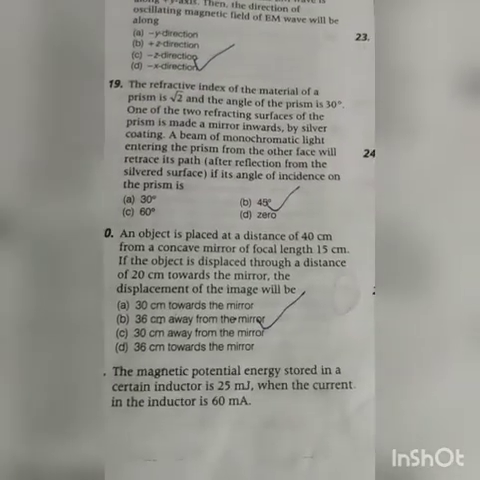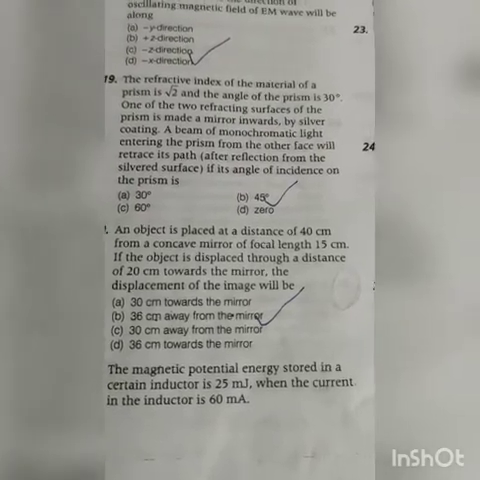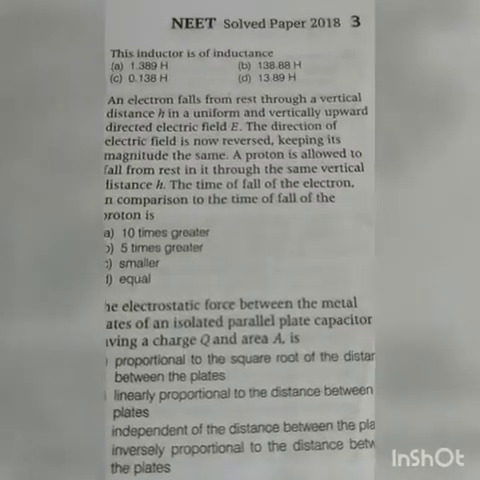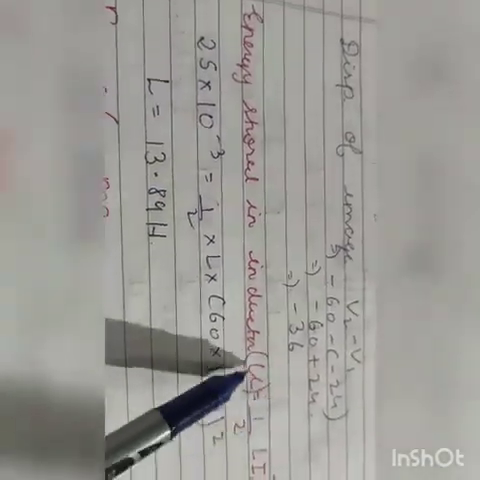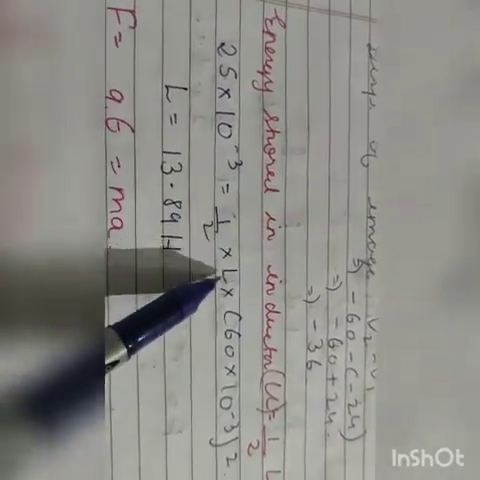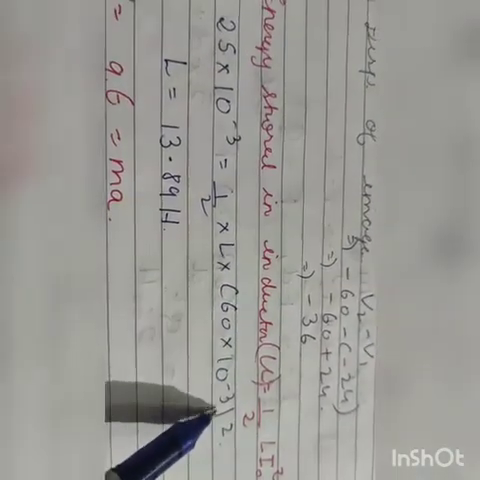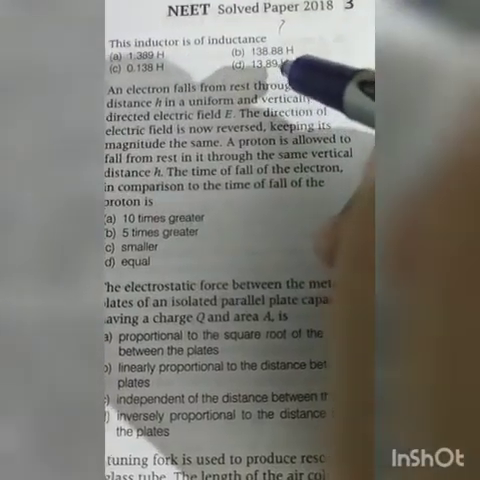The magnetic potential energy stored in a certain inductor is 25 mJ when the current in the inductor is 60 mA. The inductance of the inductor is? In this question, the energy stored in the inductor, we know, is equal to half L I squared. So we put 25 into 10 to the power minus 3, which is given in the question, equals half into L, and I is also given, 60 into 10 to the power minus 3 ampere, squared. That comes out to be L equal to 13.89 Henry. So the correct option is 13.89 Henry.